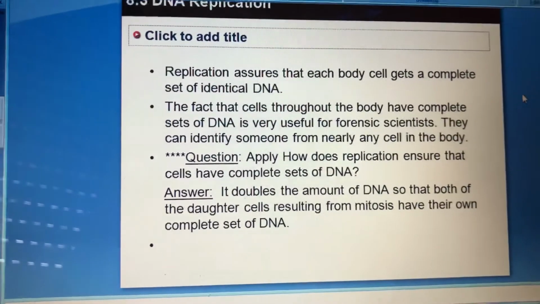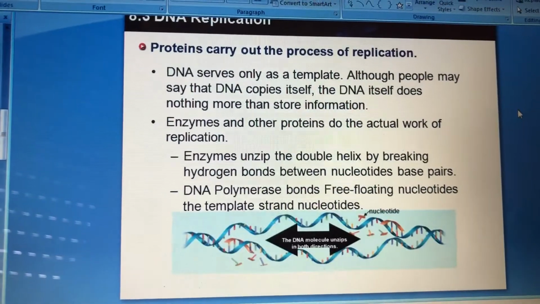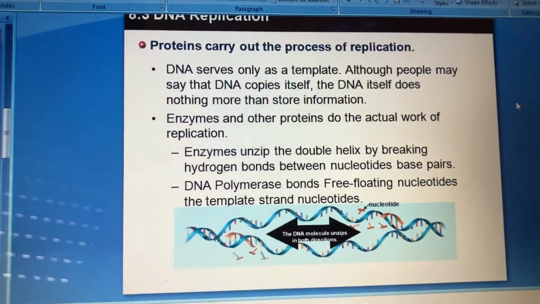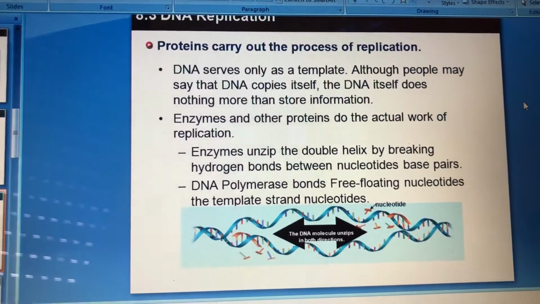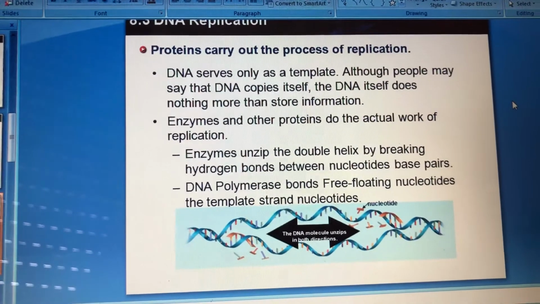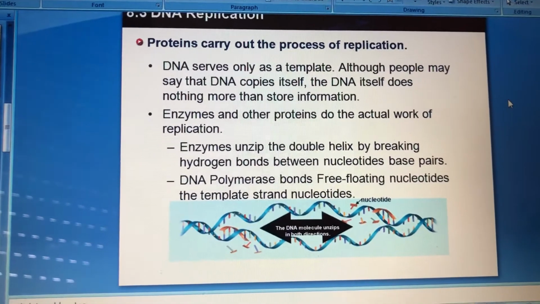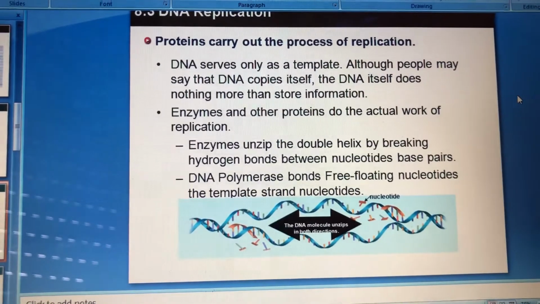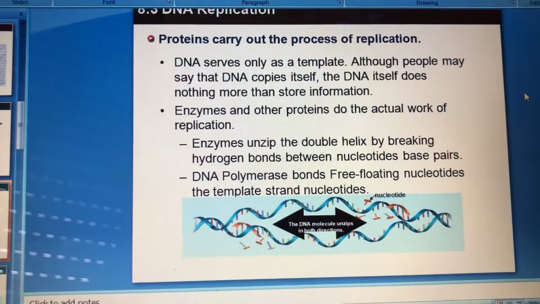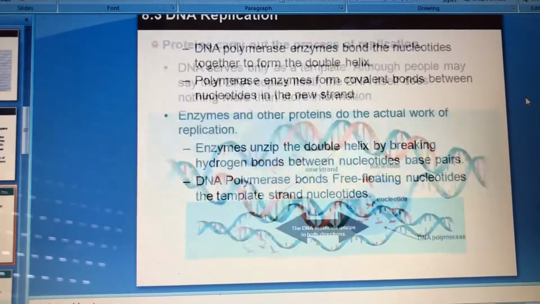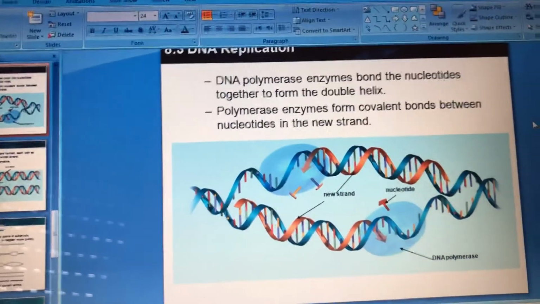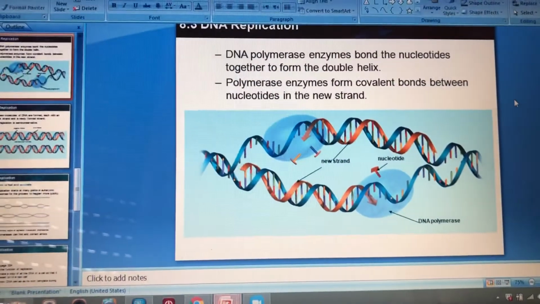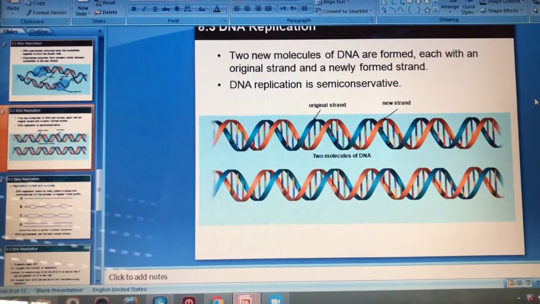There is a complex of enzymes that starts the process of replication. First, it will unzip the double helix, and the DNA polymerase starts bonding free-floating nucleotides to the template strand nucleotides. Then they form covalent bonds between nucleotides, as well as hydrogen bonds.